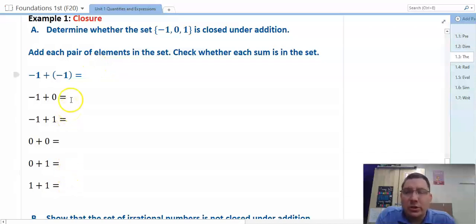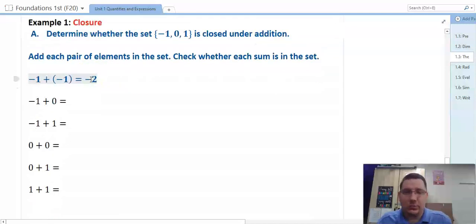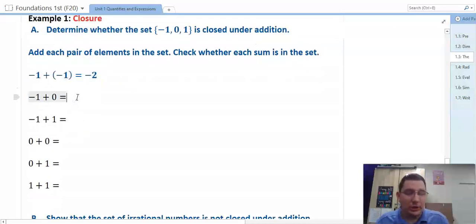All right, so let's look at these. What is -1 plus -1? Well, -1 plus -1 is -2, right? And -1 plus 0 is -1. And -1 plus 1 is 0. 0 plus 0 is 0. 0 plus 1 is 1. And 1 plus 1 is 2.